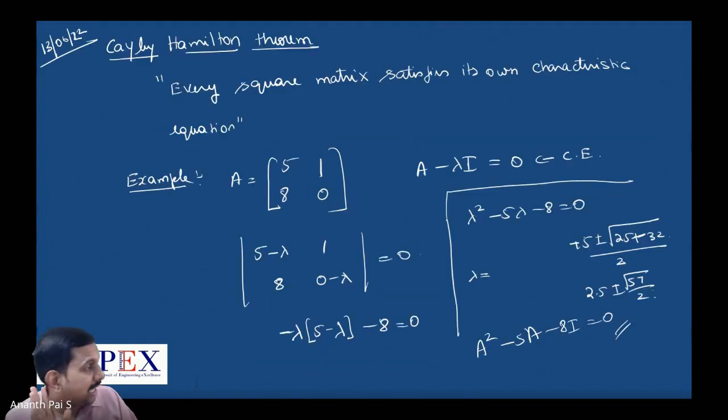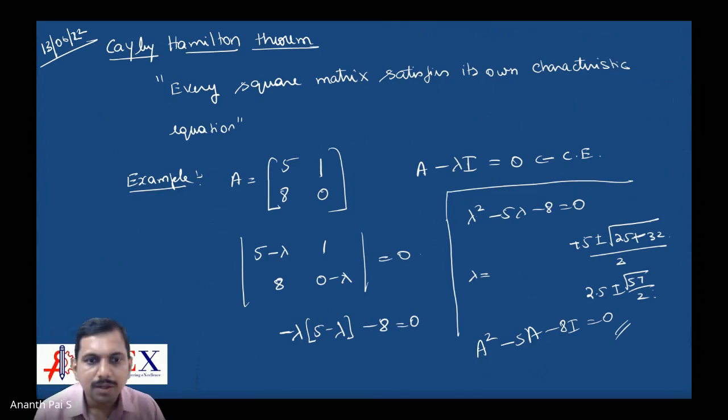Next, Cayley Hamilton theorem, this becomes important in eigenvalues. So what happens? Cayley Hamilton theorem says that every square matrix satisfies its characteristic equation.